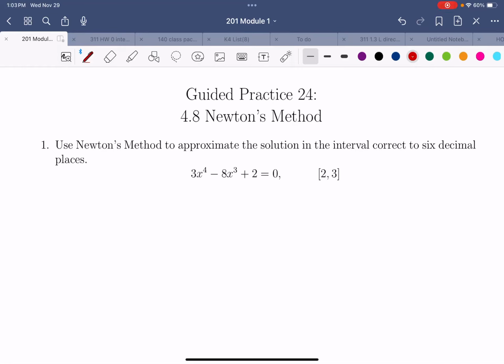Hi all, this is Guided Practice 2.4, and this is our 4.8 on Newton's method. There's only one question here because this is just a very computational kind of thing, and I really just want you to be able to see how this is done once or twice.